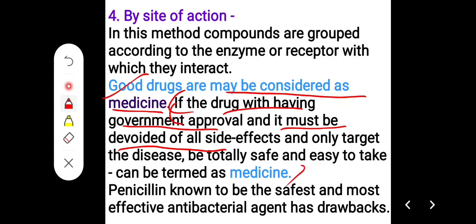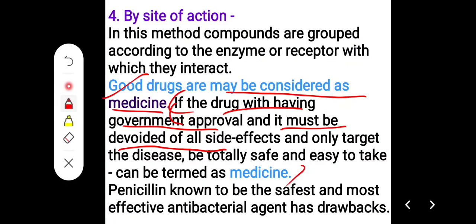So the drugs which have government approval must be devoid of all side effects. If side effects are there, they must be negligible, and the drug must only affect the target of the disease and be totally safe and easy to take. These are termed as medicine.